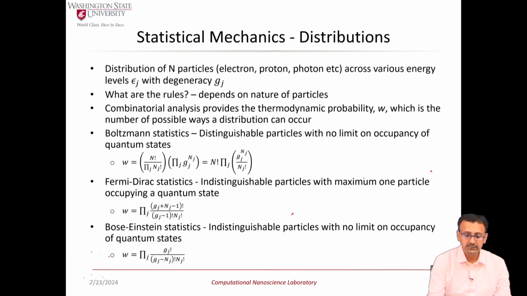These are again indistinguishable particles, just like Fermi-Dirac, and in this case though the difference is there is no limit to occupy each quantum state. So, that is the principal difference between Fermi-Dirac and Bose-Einstein statistics.